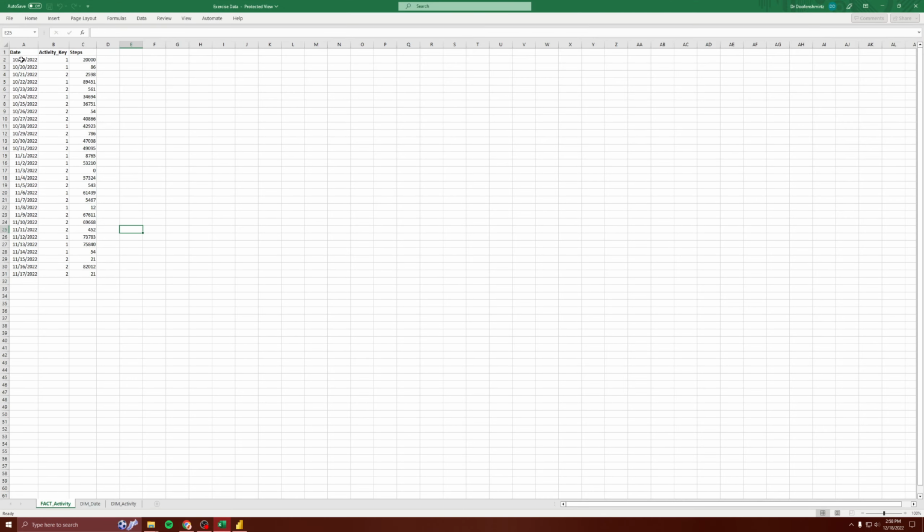For the fact table of activity, we've got dates, we've got the key for the activity, and then the number of steps. And 1 I think is walking and 2 is running. We'll see when we get to it.